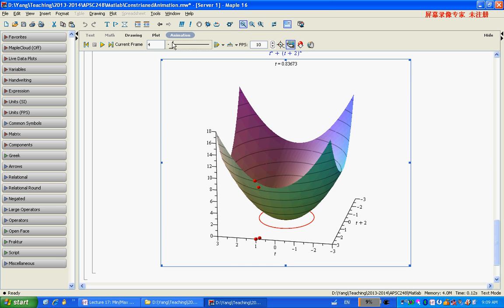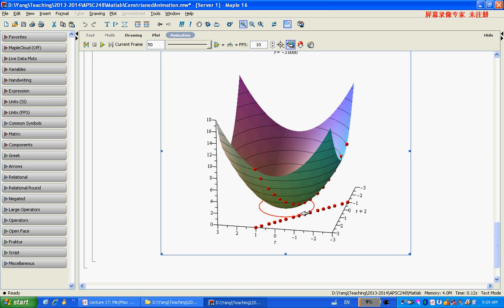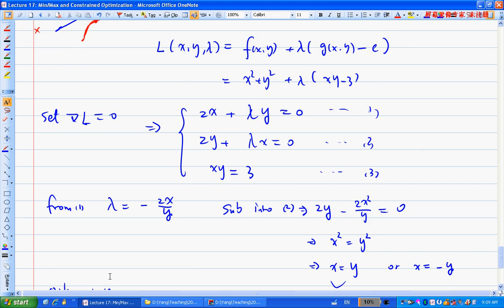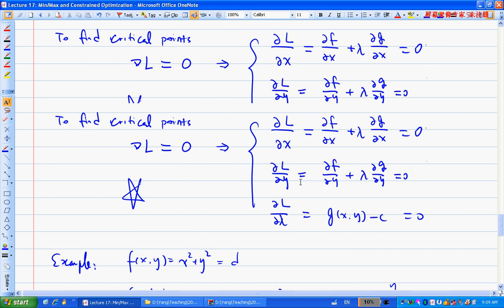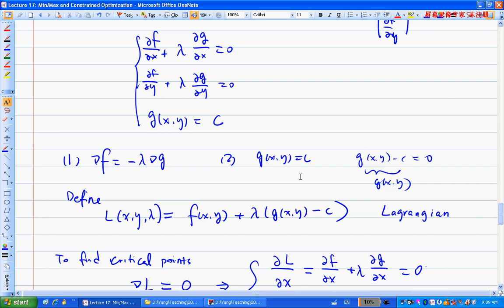So, in essence, when we do the constrained optimal control, basically this is the number one condition that needs to be satisfied. Behind this expression, the geometrical meaning is that the level curve of that function f at that critical location will become tangent to the constraint g of x, y. That makes sense? Okay.